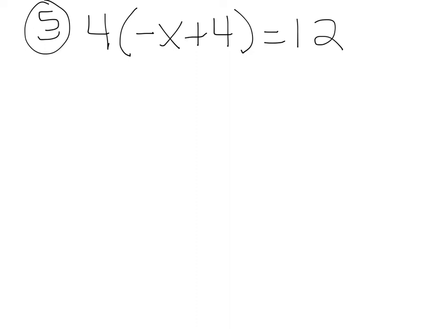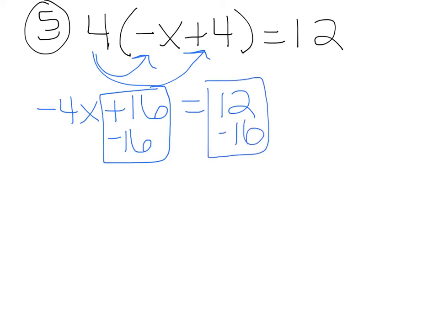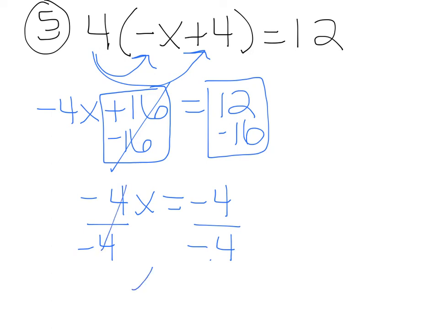We're going to get rid of parentheses by distributing the 4 to everything inside. 4 times negative x would be negative 4x. 4 times positive 4 would be 16. And this is equal to 12. My variable term x is by itself on one side. I don't have any like terms to combine, so I'm going to go ahead and get rid of this positive 16 by subtracting 16. I have negative 4x is equal to negative 4. A positive 12 and a negative 16 would give me negative 4. And when I divide both sides by 4, negative 4 divided by negative 4 is positive 1.